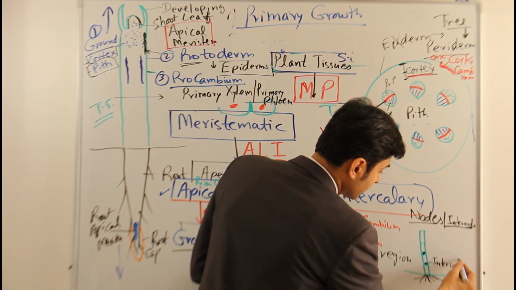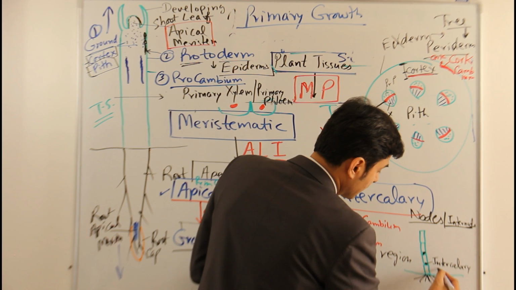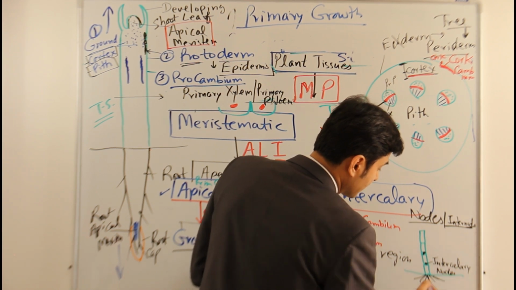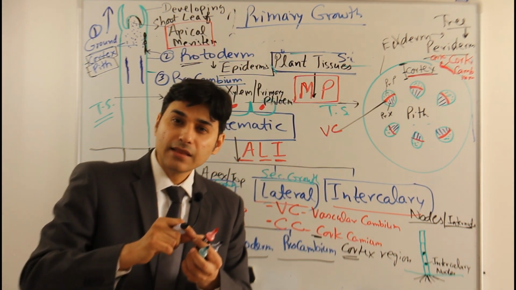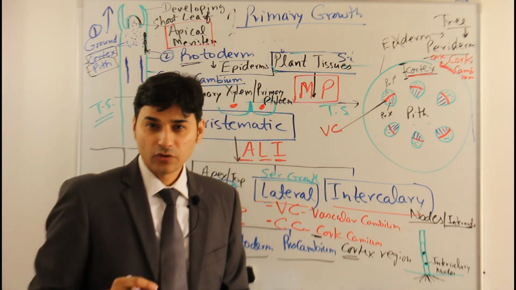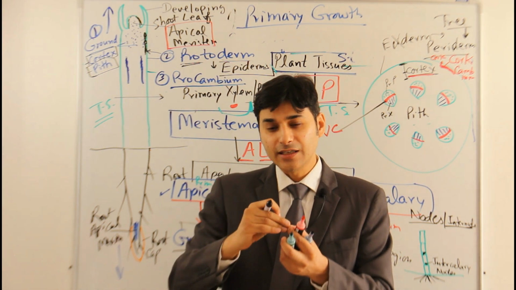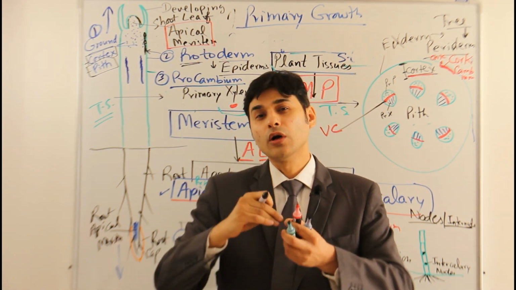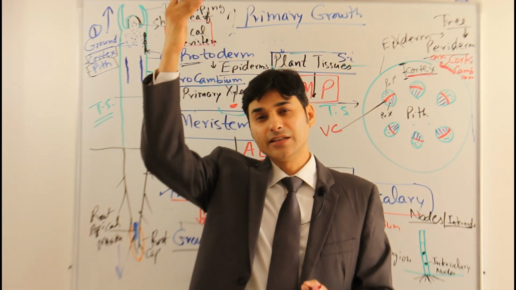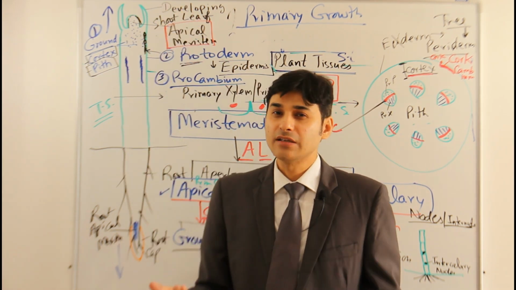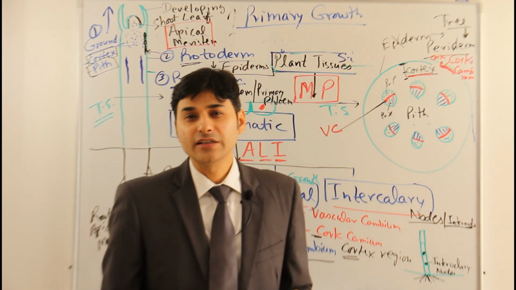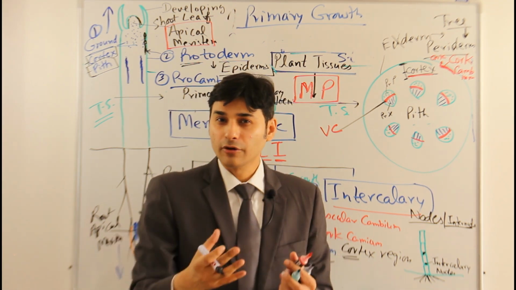Intercalary meristem, and what it does basically is increase the length of the internode. So it is found at the nodes, and when it divides, it increases the length of the internode. As a result, the plant increases in length, and that is present in the monocots. It is also present in the leaf bases of the monocots.